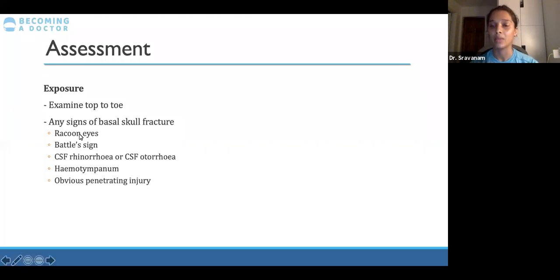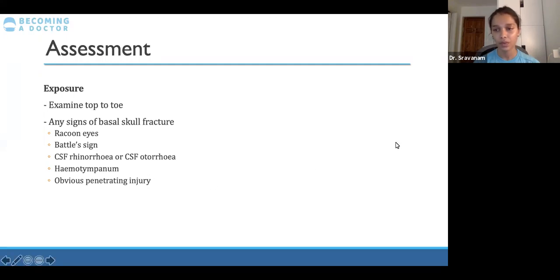And look for any signs of basal skull fracture. I've listed here the different signs. The first one is raccoon eyes, which is bruising around the eyes, so it will look like someone's punched them on both eyes. Battle sign, which is bruising behind the ear. CSF rhinorrhea, which is dripping of CSF from the nose. CSF otorrhea, which is CSF dripping from the ears. Hemotympanum, which is a bulging tympanic membrane with blood behind it. And any obvious penetrating injury. Obviously you'll see that first, but make sure to examine all around the head as well to make sure you haven't missed anything.